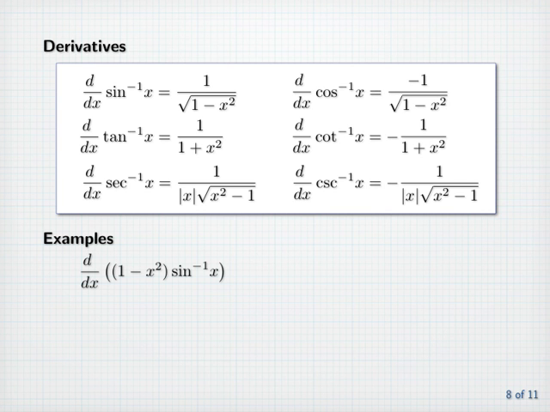Examples. Let's find the derivative with respect to x of 1 minus x squared times inverse sine of x. We need to use the product rule here. We'll first take the derivative of the first factor, 1 minus x squared, that's minus 2x. Multiply that by inverse sine of x, and then add 1 minus x squared times the derivative of inverse sine of x, which is 1 over the square root of 1 minus x squared. The quantity 1 minus x squared is the square of the square root of 1 minus x squared, and so we can do a cancellation and write our second term as the square root of 1 minus x squared.